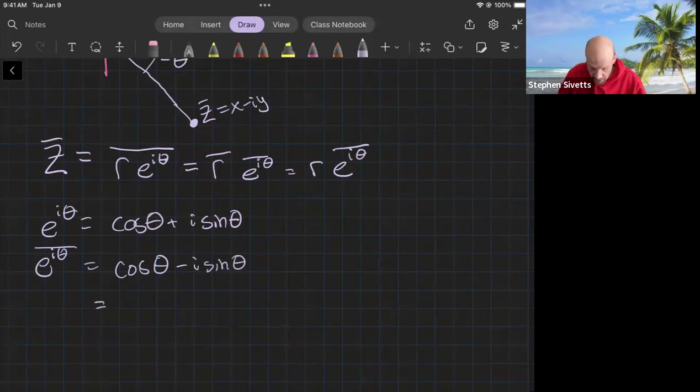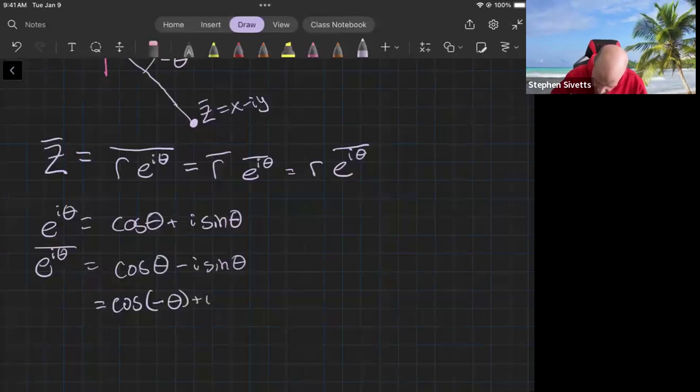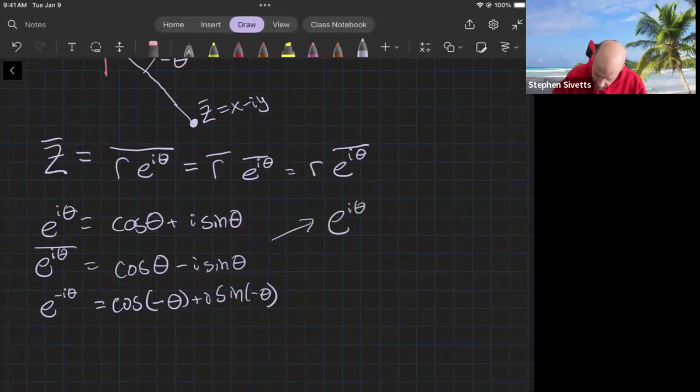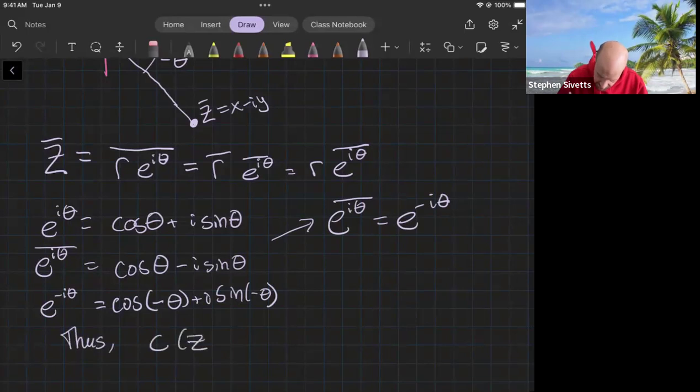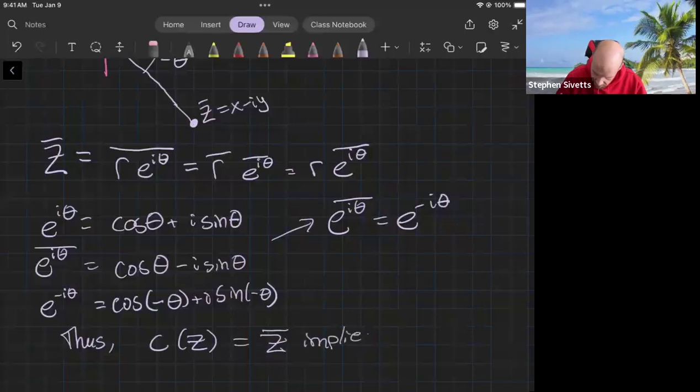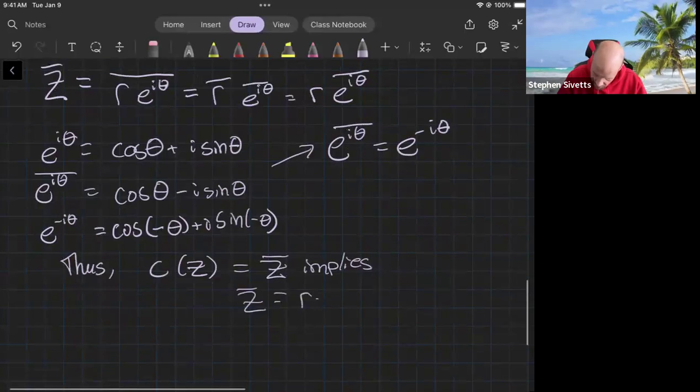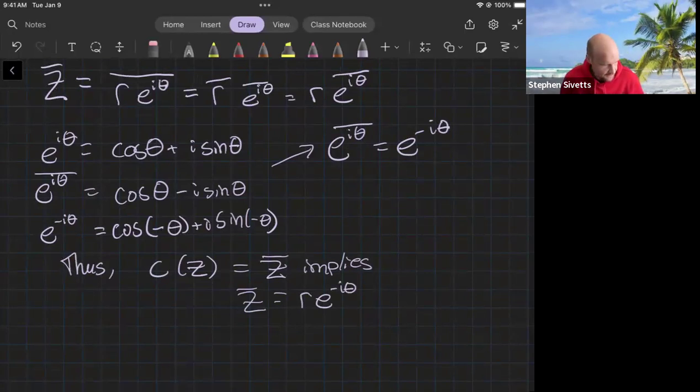Now, in trigonometry, we can replace theta with minus theta, and this is cosine of minus theta plus i times sine of minus theta as well. So this would equal e to the minus i theta. Therefore, e to the i theta conjugate is equivalent to e to the minus i theta. Thus, C of z in polar coordinates, z bar, is equal to r times e to the minus i theta.